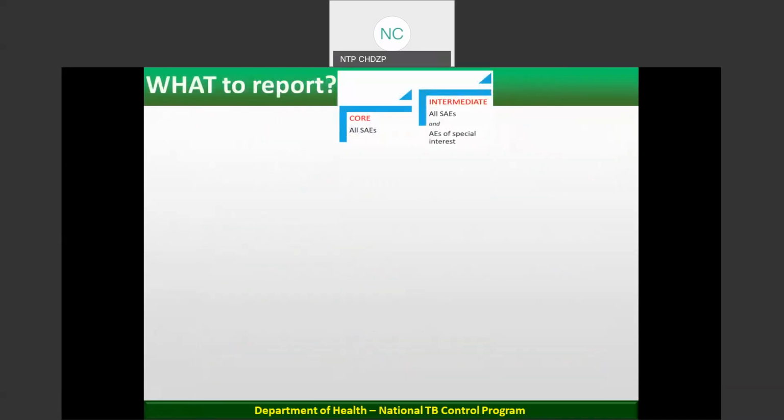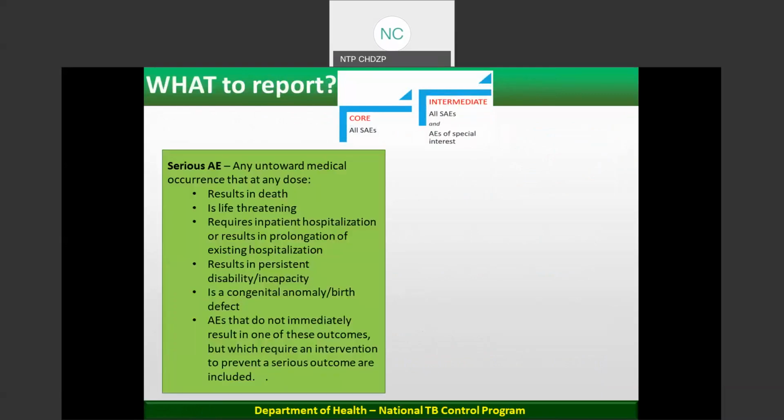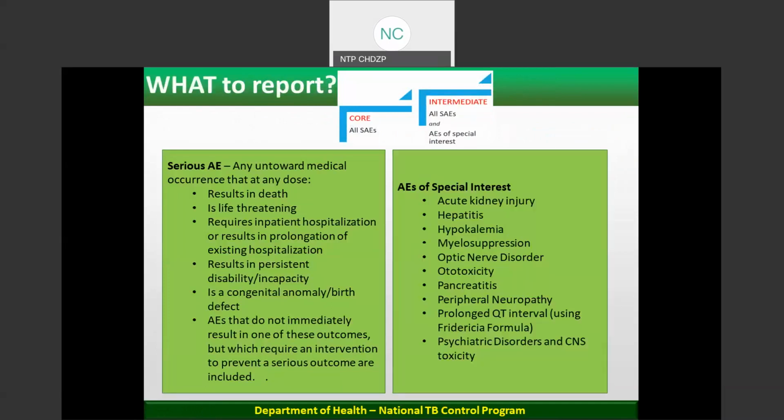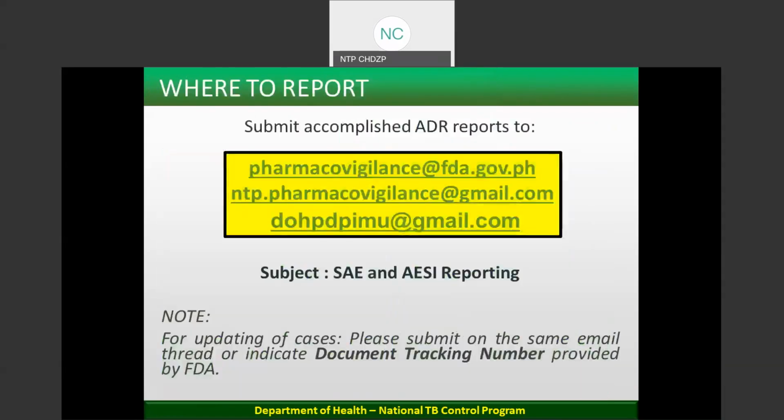So, what should be reported? Okay. The serious adverse events are any untoward medical occurrences at any dose, no? Which would result in the following enumerated items. And then adverse events of special interest are 10 items listed. It was mentioned earlier where to report.